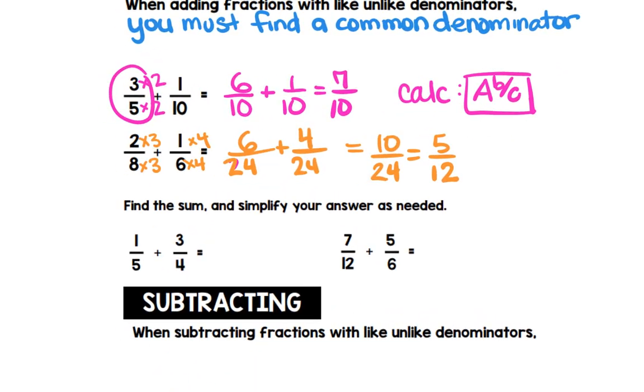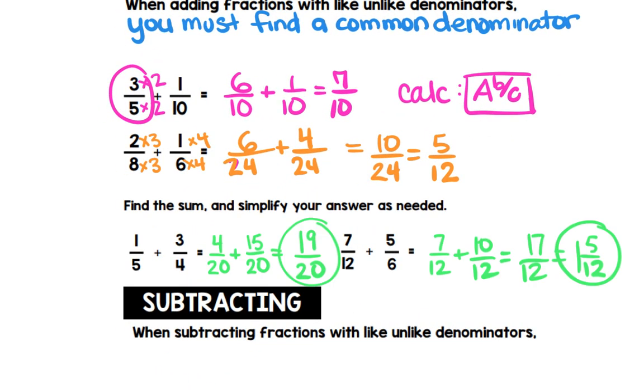Go ahead and try these two. Here are your answers. When we got this one, we got an improper fraction, so we had to change that back into a mixed number. 12 goes into 17 one time with 5 left over, so that's how you get 1 and 5/12. Subtracting is the same thing. You need to find a common denominator.